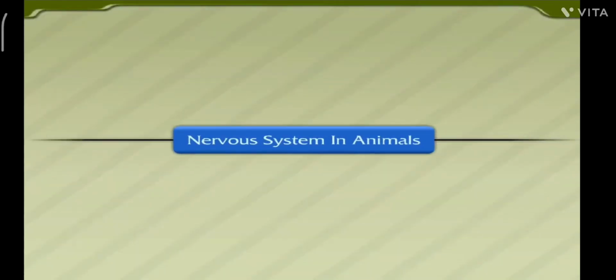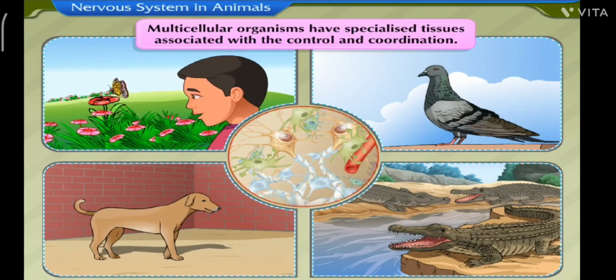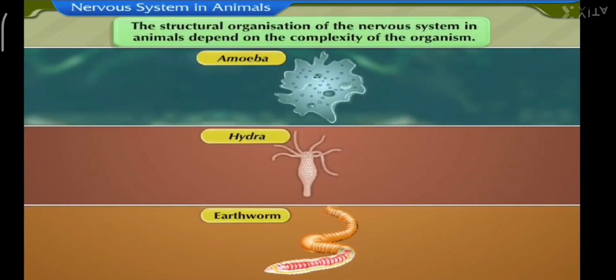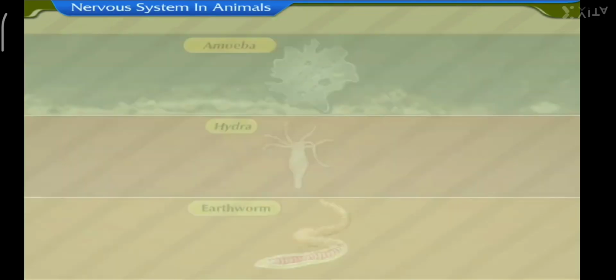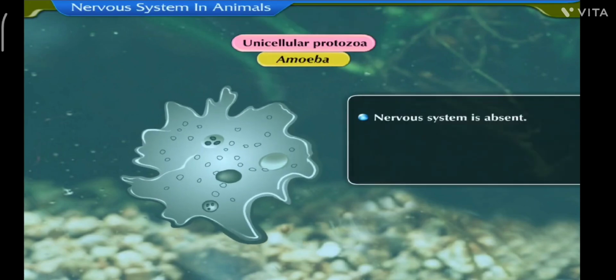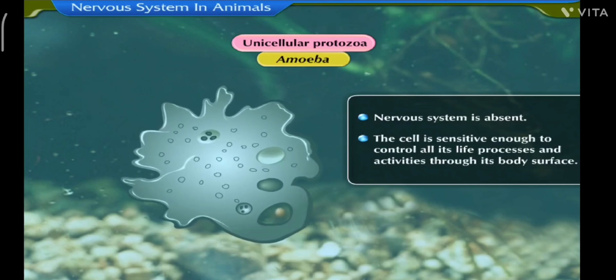Nervous system in animals. Multicellular organisms have specialized tissues associated with the control and coordination. The structural organization of the nervous system in animals depends on the complexity of the organism. In case of unicellular protozoan amoeba, we do not find a nervous system. The cell is sensitive enough to control all its life processes and activities through its body surface.